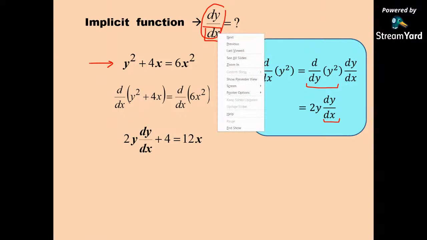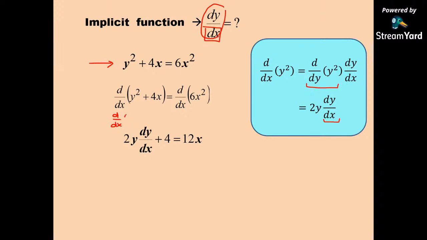Let me write it again. So this is d over dx of y squared plus d over dx of 4x, equal to d over dx of 6x squared. Differentiating y squared gives 2y dy over dx. Differentiate 4x, that is equal to 4. Differentiate 6x squared, it will become 12x. And then of course you can have dy over dx as the subject now. So bring the 4 to the right hand side, divide everything by 2y, and you are going to get dy over dx as the subject.